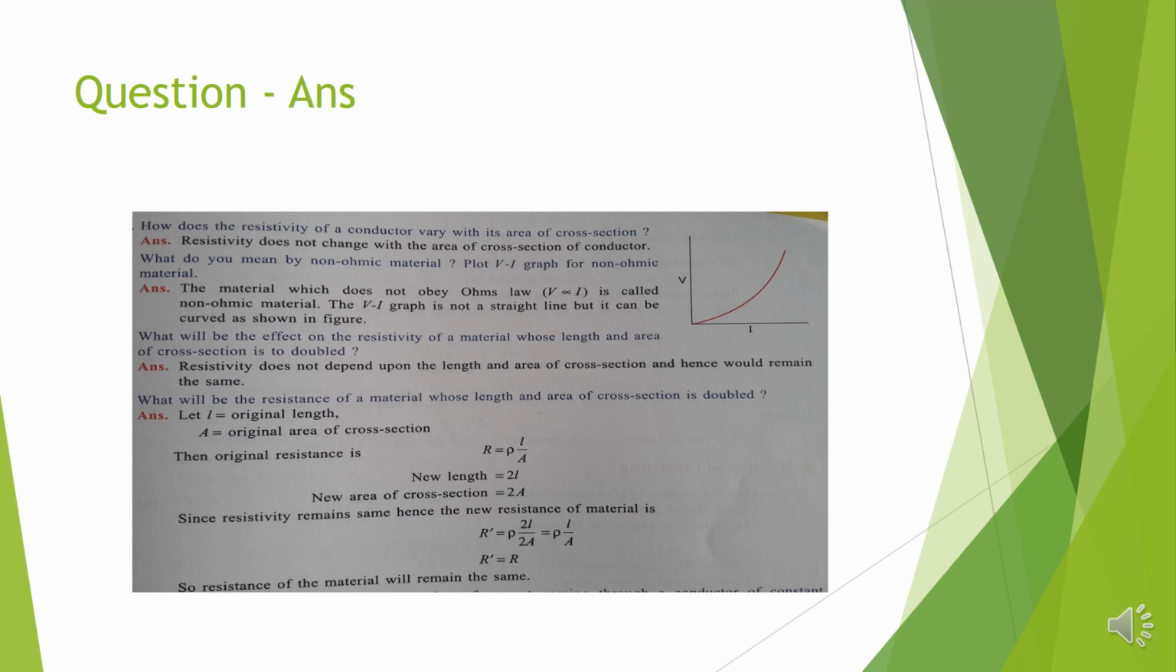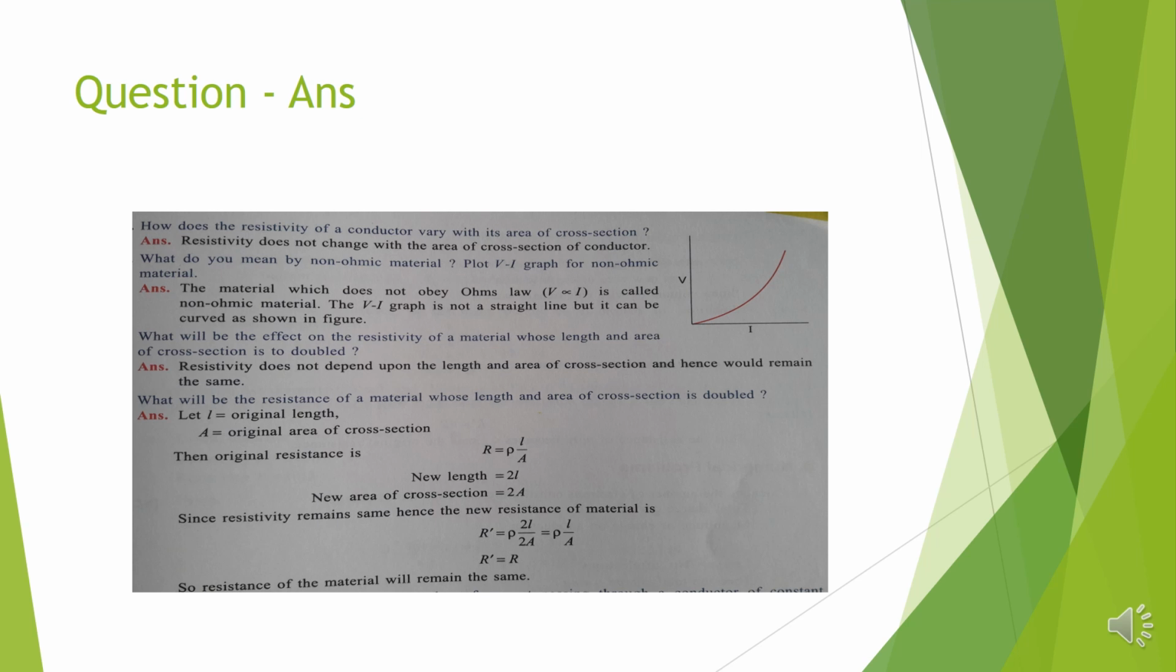Some question answers. How does the resistivity of a conductor vary with its area of cross section? Resistivity does not change with area of cross section. You will get different types of stories to make you confused for this resistivity concept. But always remember, resistivity remains constant, only changes with the material of the substance and temperature.